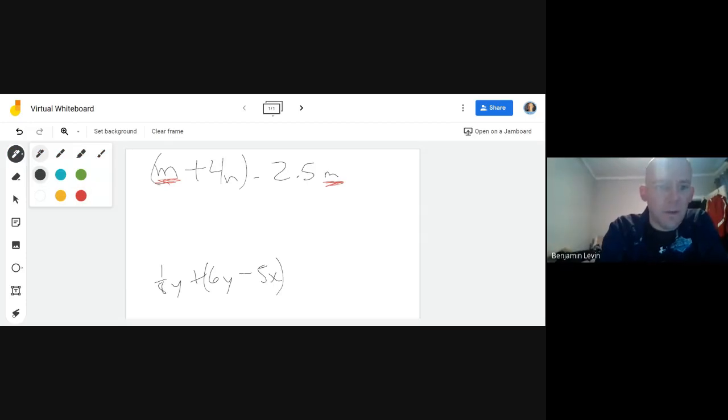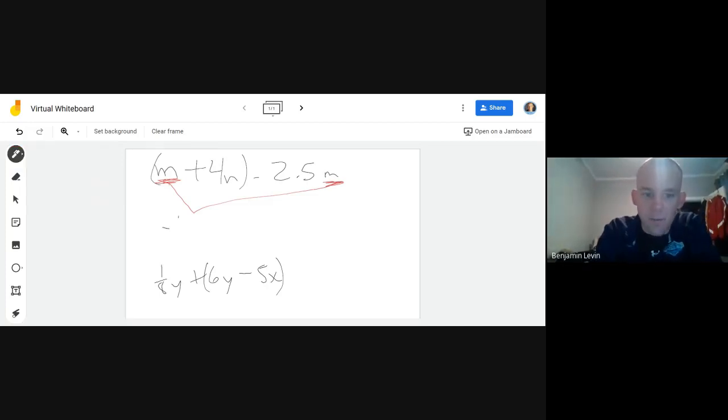Okay? I'm going to combine them. I have a positive m, and then I'm subtracting 2.5, so I'm going to get negative 1.5m, because this is 1m, right? If I have 1 and I subtract 2.5, I'm going to get negative 1.5. And that's just plus 4n. All right, same thing here. I've got y's that need to be combined. 1/8 and 6. Well, 6 plus 1/8 is simply 6 and 1/8 y minus 5x, okay?